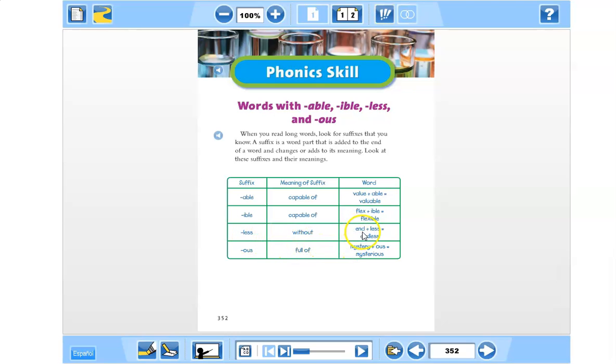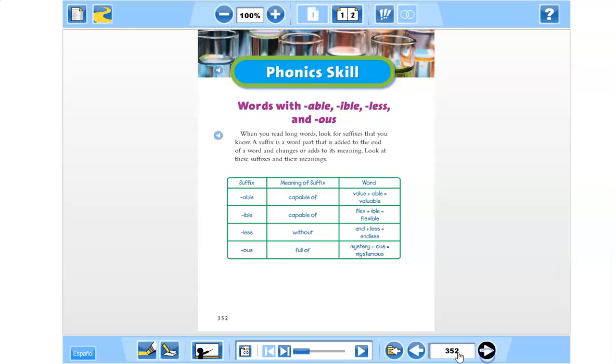Then we have less, which means without. And we have end, which is our root word. And we have less, which means without end, endless. Then you have OUS, and that means full of. And for that one, they say full of mystery, which is mysterious. Now you're going to notice that mystery ends with a Y. You have to drop the Y and add an I before you add the OUS, which means full of.